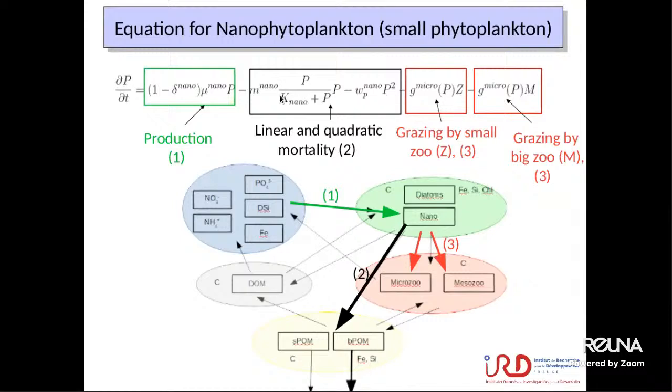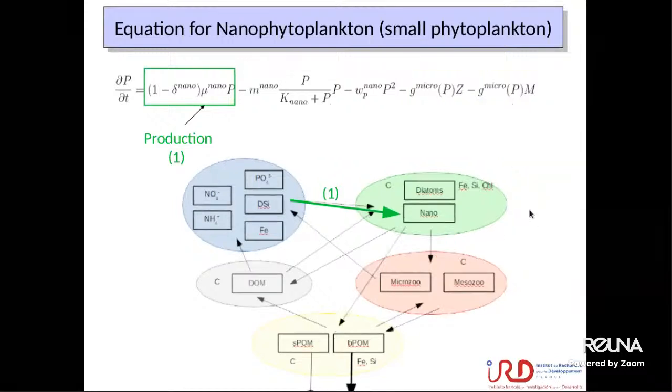And there are also other sink terms due to grazing of zooplankton. So the zooplankton is eating the phytoplankton, so it's a negative term in the equation, which makes this term dP/dt decrease. And because nanophytoplankton is eaten by the two zooplankton classes, Z is for the small zoo and M is for the big zoo, for mesozooplankton.